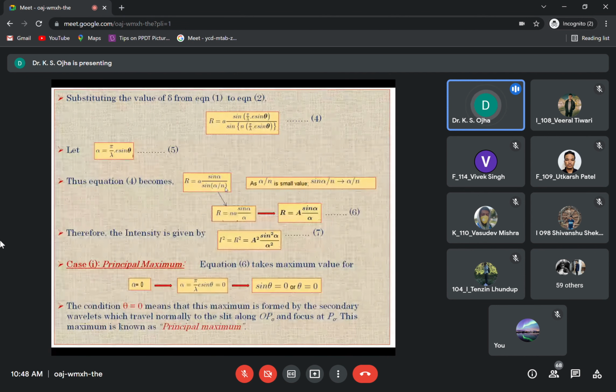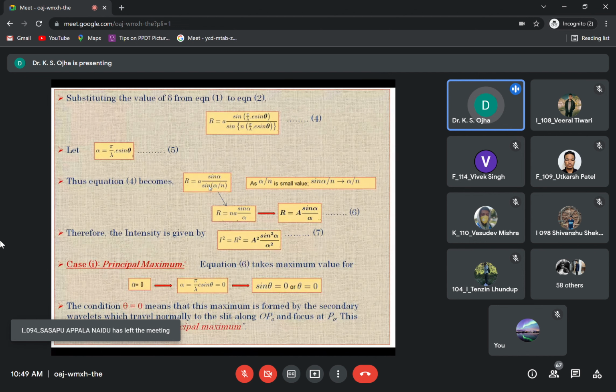Now you know that alpha by n will be very, very small, because we are considering small theta and the slit width is also small. Since alpha by n is small, sin(α/n) is approximately α/n. By using that, we find R is equal to nA sin α by α.